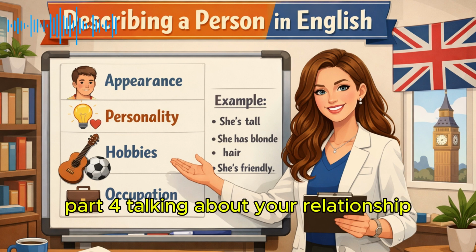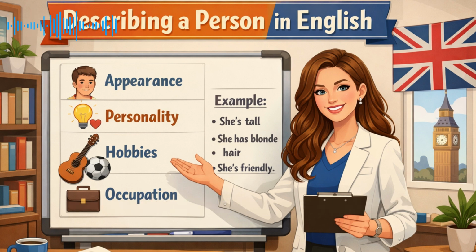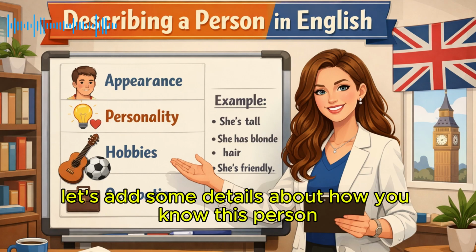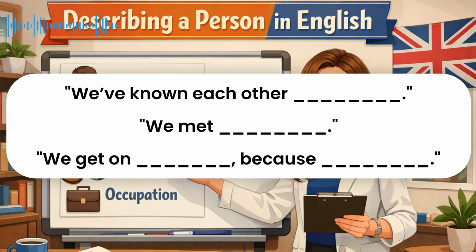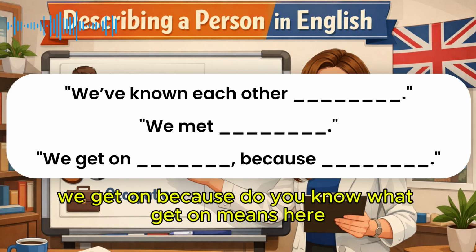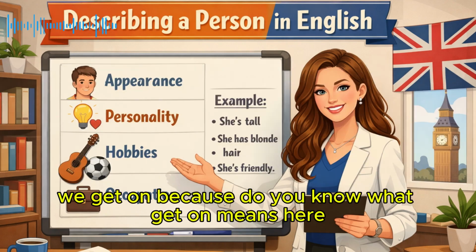Part 4, talking about your relationship. Finally, let's add some details about how you know this person and your relationship. Look at 3 sentences. We've known each other... We met... We get on, because... Do you know what get on means here?